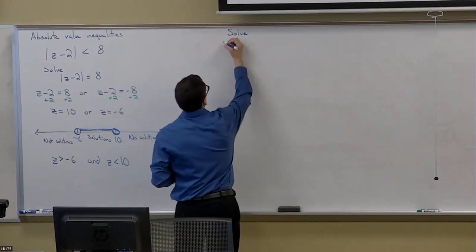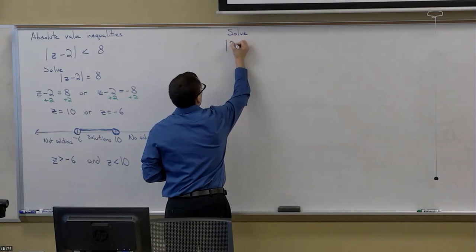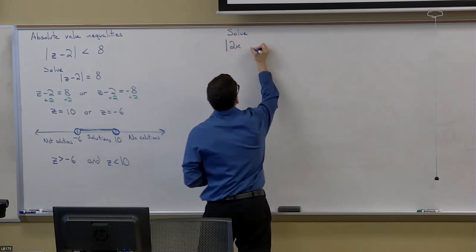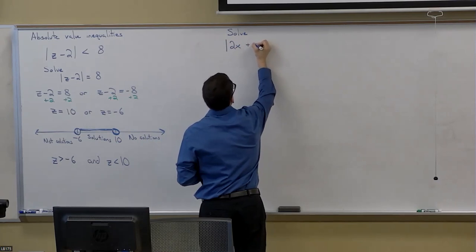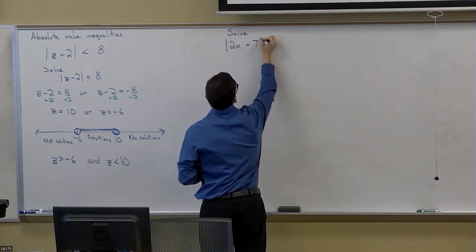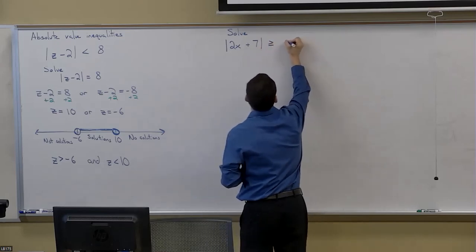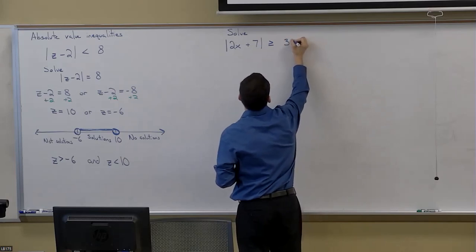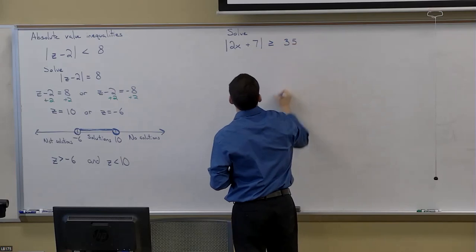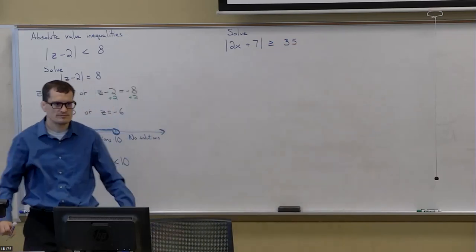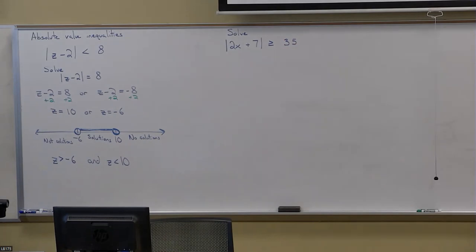Let's say I want to solve something like the absolute value of 2x plus 7 is greater than or equal to 35. Now, in the last examples, we said, well, let's just pretend that's an equal sign and get the two cutoff values. Okay.